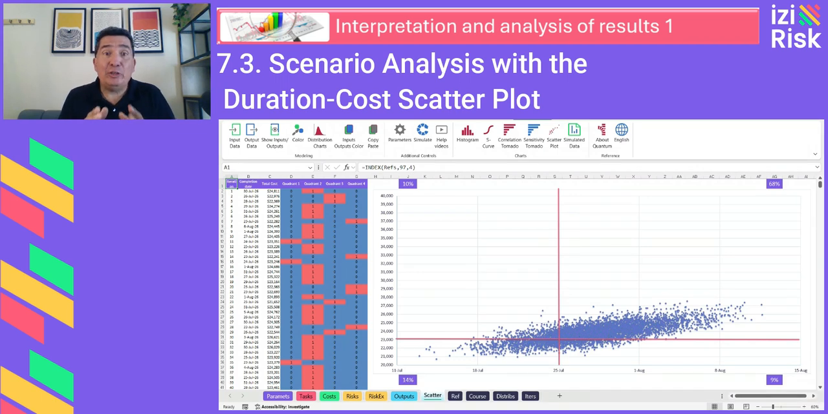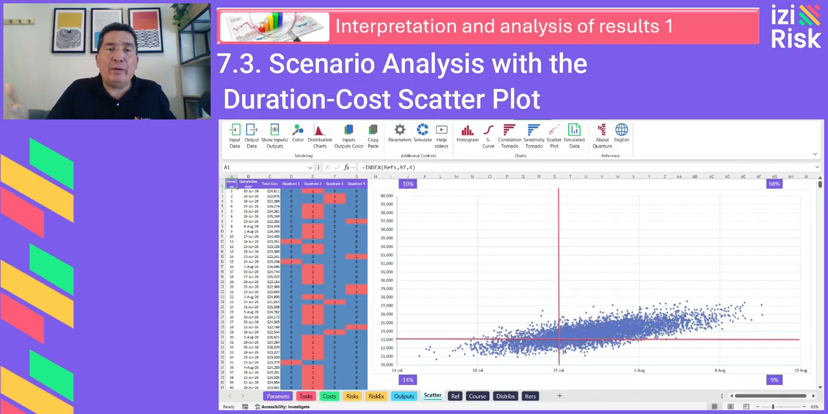In this lesson, you'll learn how to interpret the duration cost scatter plot, also known as the joint confidence level chart. This plot helps you visualize in a single diagram the relationship between two of the most critical values in any project: the project's completion date and its total cost.